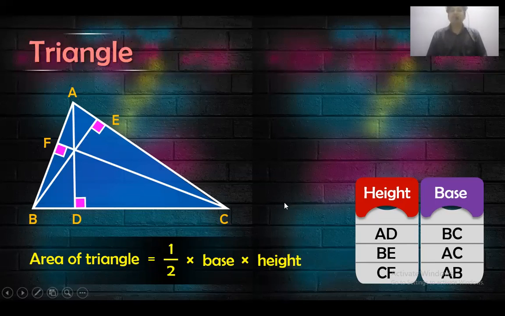Now, let's continue. I hope the area of a triangle is clear. You can write this down: area of triangle is equal to half into base into height. No need to draw the diagram. You can just write down the formula.